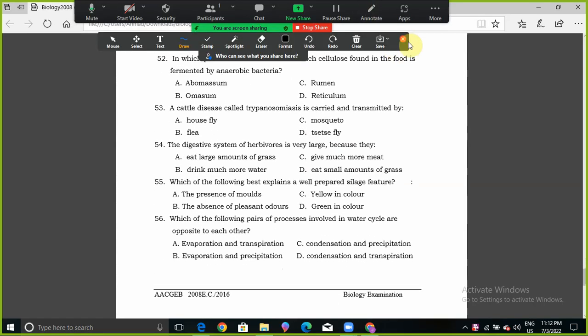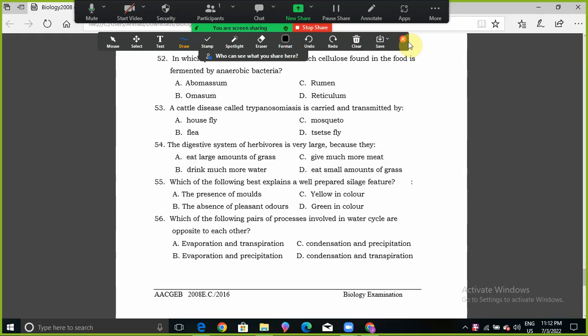It says the digestive system of herbivores is very large because they eat large amounts of grass, drink much more water, give much more meat, or eat small amounts of grass. The correct answer for question number 54 is eat large amounts of grass.